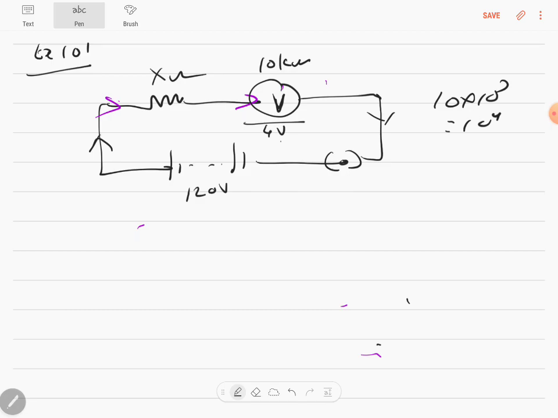Okay, current flows like this. A DC supply of 120 volts is connected to a large resistance X. A voltmeter of resistance 10 kilo ohms is placed in series, which reads 4 volts. What is the value of X? What do you think is the purpose of the voltmeter?